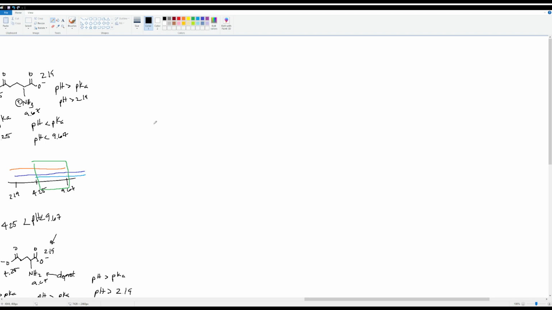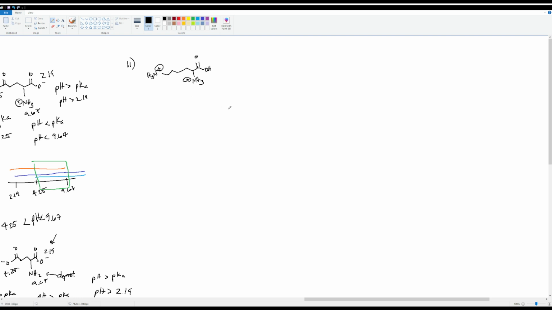Okay. So the next one, question 11, says draw what lysine will look like at these different pHs. So lysine, I'm going to draw it completely protonated. So this is a completely protonated lysine. 1, 2, 3, 4. Okay, so this is lysine at a pH of 1.